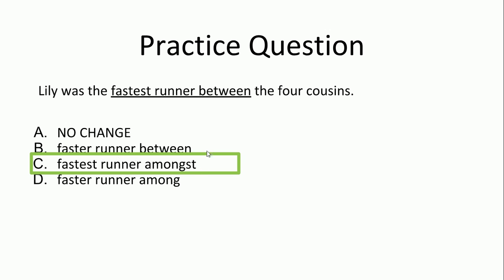Fastest runner amongst. Fastest is the superlative for when there's 3 or more. Amongst is the form for when you're comparing 3 or more. This works. In D, faster is the comparative. That's for only 2 objects or people, and here we have 4, so D doesn't work. And this is sort of tricky. Amongst and among are the same thing, so you can't tell anything about the difference between C and D by looking at this. You have to look at fastest versus faster.